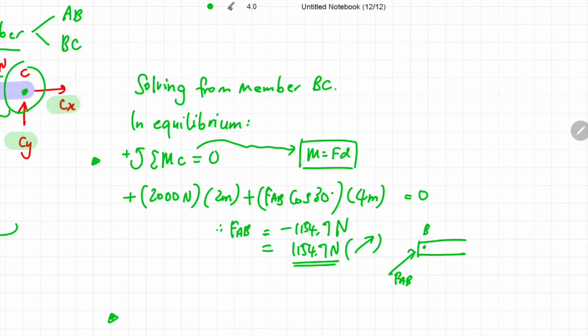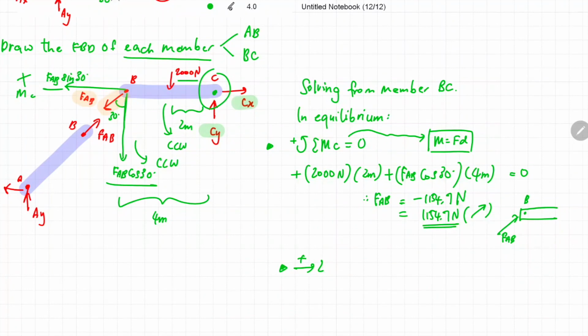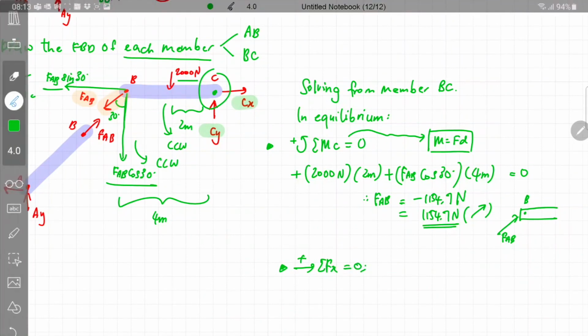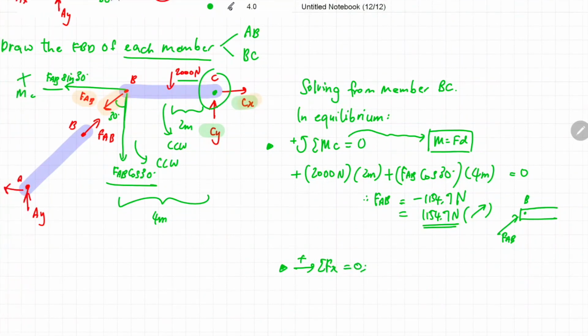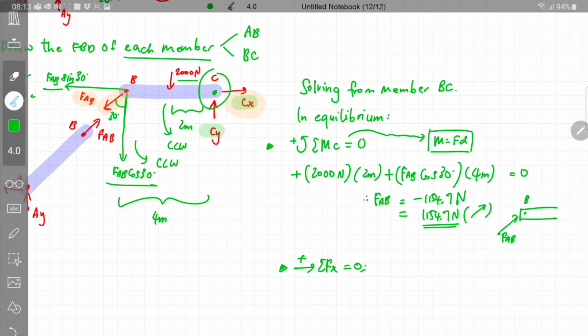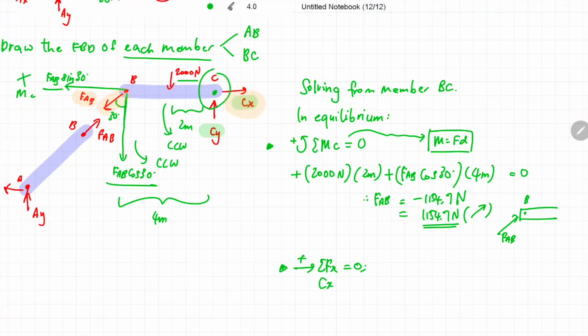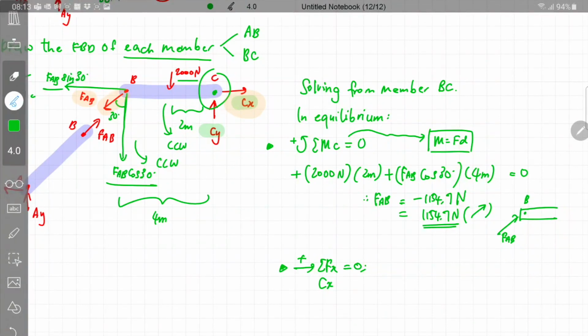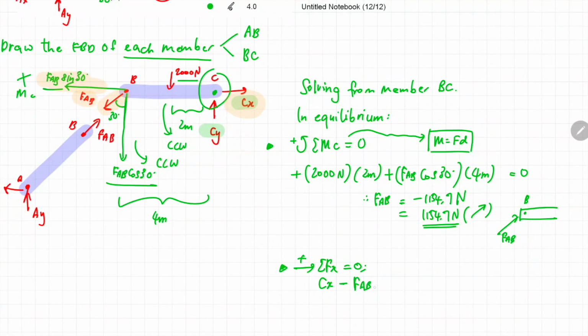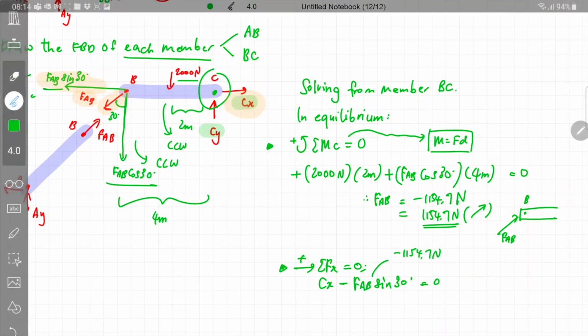Okay, now let's apply the equilibrium condition in the x direction pula. So there is one force in the x direction, which is the Cx. So the direction is to the right, so the magnitude is positive. And then there is another force in the x direction, which is this one, FAB sin 30. But again, remember, like I said earlier, this is your initial assumption kan? So, when you masukkan the magnitude of FAB, masukkan the magnitude of negative kat dalam tu because it is based from your initial assumption. Okay?